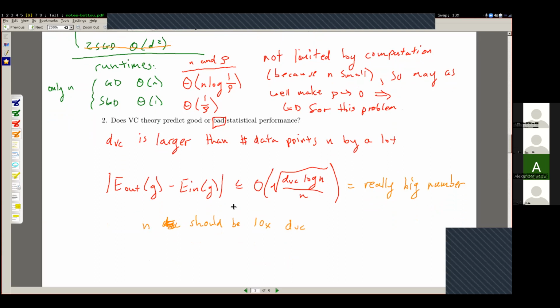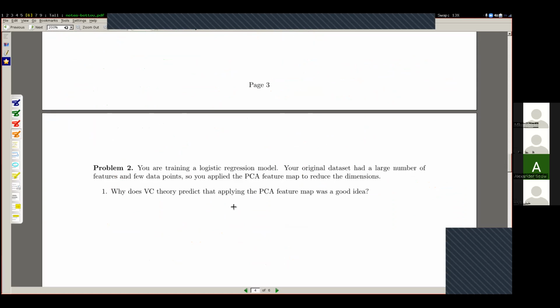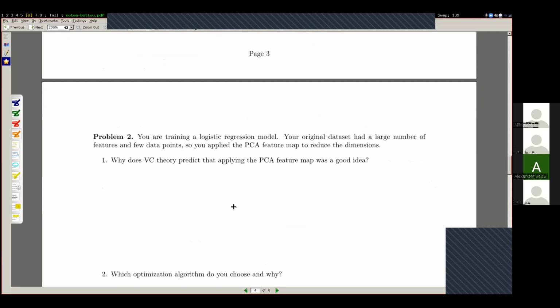The next two problems on this page follow similar reasoning, combining this thinking about runtimes, which algorithm you should choose for a particular problem, and statistical considerations. But we will stop here for today, and that is everything that you need to know for the midterm. So good luck on your studying, and if you come up with any questions at all, I'd be happy to help you work through them. But that's it for today.